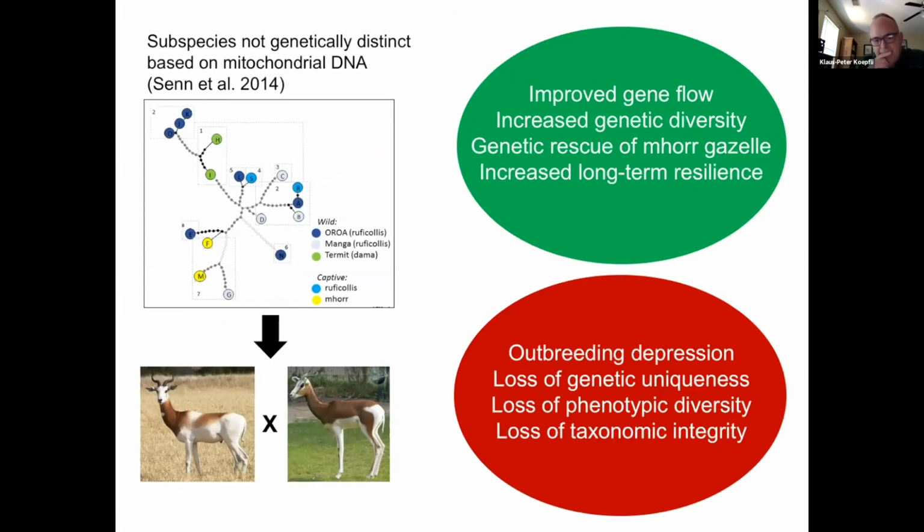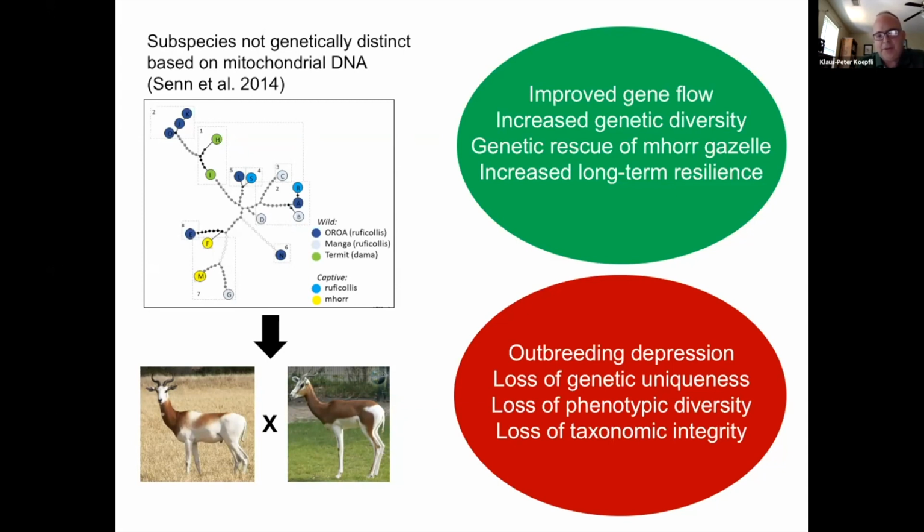This was first suggested based on some mitochondrial DNA work that Helen Senn and her colleagues published in 2014. Even though we see that the phenotypic differences between Adra and Mahor gazelles are very apparent, we can also ask the question, how genetically different really are these subspecies at the genome level? And would this provide some information and guidance on how to manage this species and these subspecies themselves?